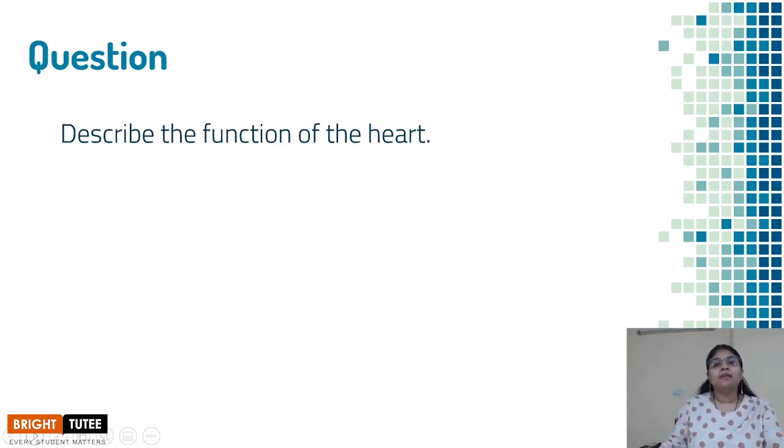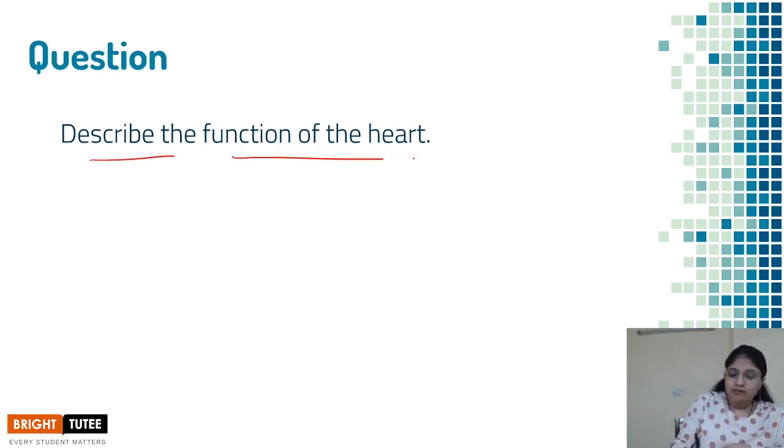Describe the function of the heart. To describe the function of the heart, the basic thing which you can do is to explain what is the structure of the heart. First of all, that it has 4 chambers and is made up of cardiac muscles. Then you can explain how it produces heartbeat by the rhythmic contraction and relaxation of these muscles, right? With the help of this information, you will be able to describe the function of the heart.